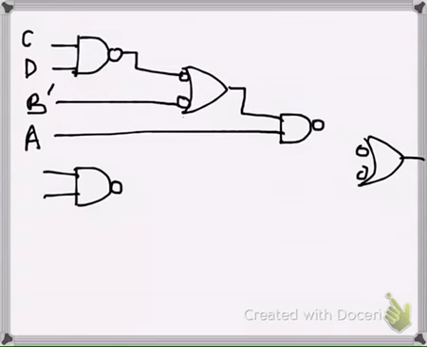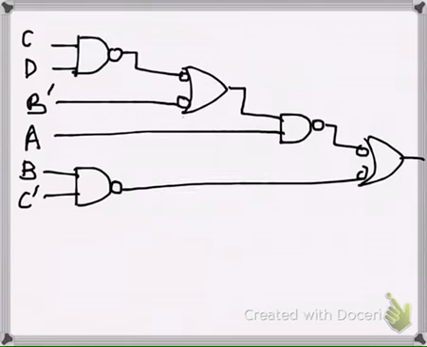Then the last two were B and C dash. Again, this is not going in as a bubble, so this is also already negated. So we get this. What we have now is the implementation of the multi-level NAND gate logical circuit.